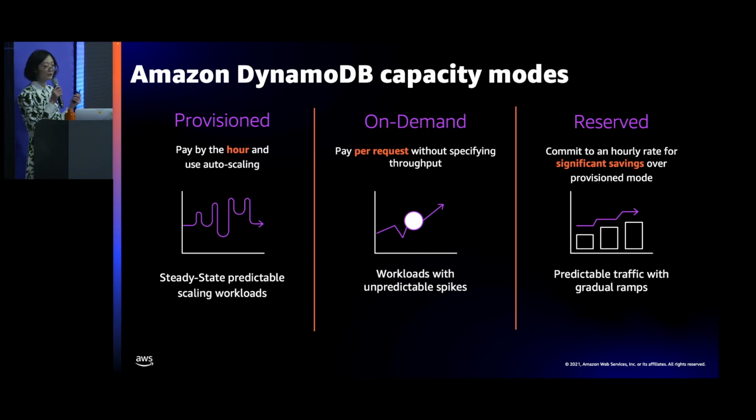And the last type of capacity mode is reserved capacity mode. So if you can predict how much throughput you need, then the reserved type of capacity mode is really good, because it can provide you with the most significant cost savings compared to the other types of capacity mode.